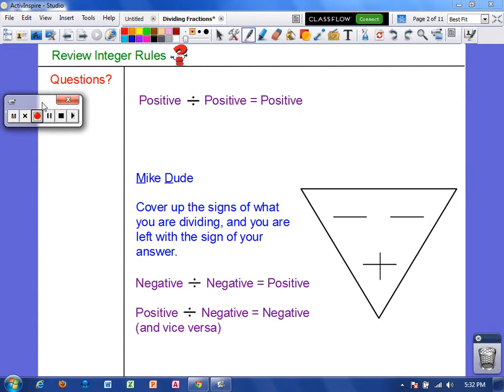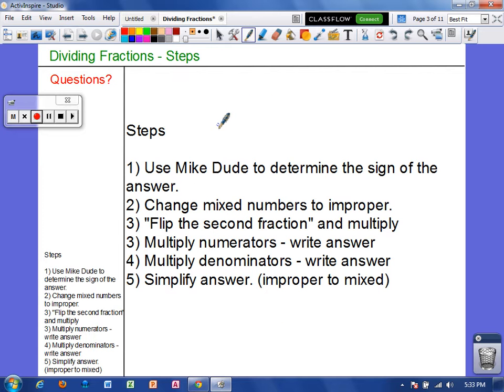Okay, let's review integer rules since we will be dividing with positive and negative fractions. We know that a positive divided by a positive is simply just a positive answer. Now, whenever we divide, we can also use Mike-Do, just like we did with multiplication. It's going to work the same way. We're going to look at the signs of the numbers we're working with, cover those up, and then we'll be left with our answer. So again, a negative divided by a negative would be a positive, and a positive divided by a negative would be a negative. Right, so the same as with multiplication.